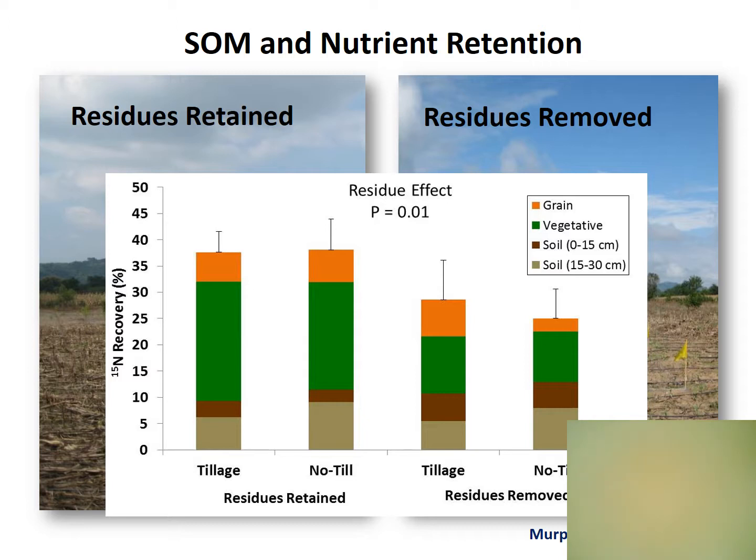So having a source of organic nitrogen, organic matter in the soils can help a lot with improving your overall fertilizer recovery and nitrogen use efficiency.